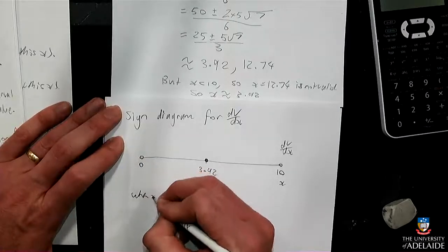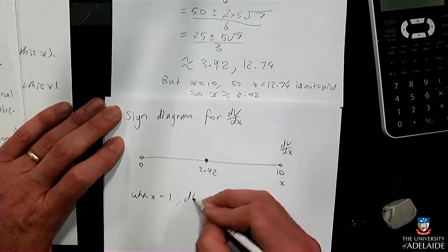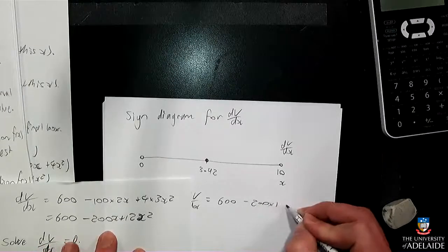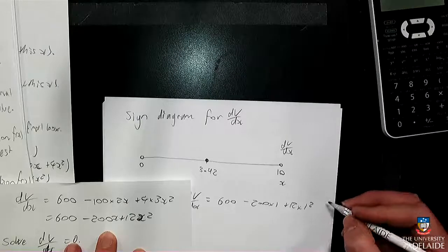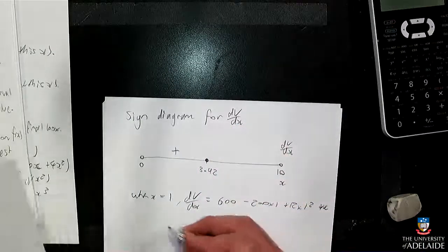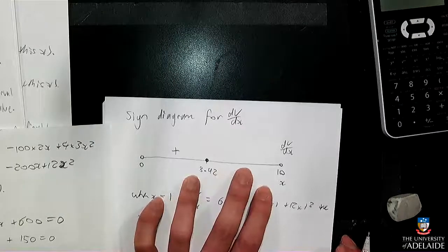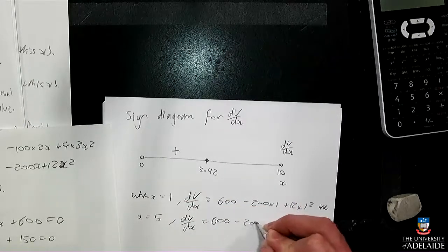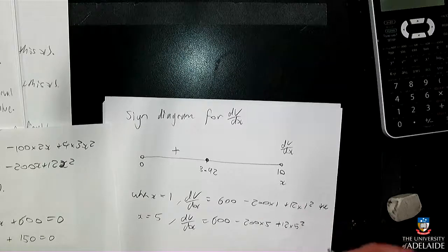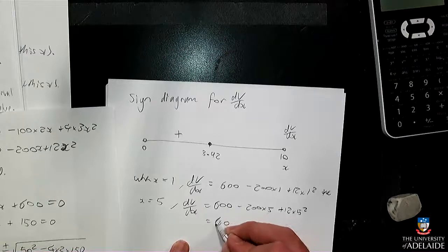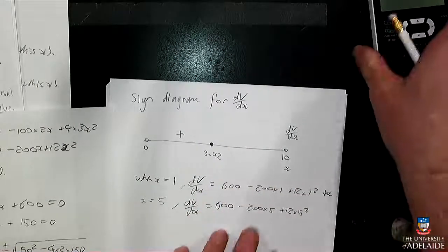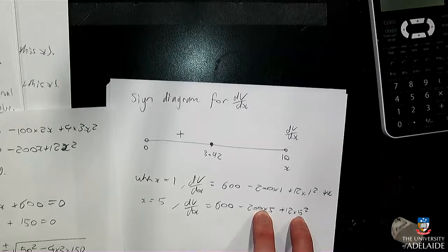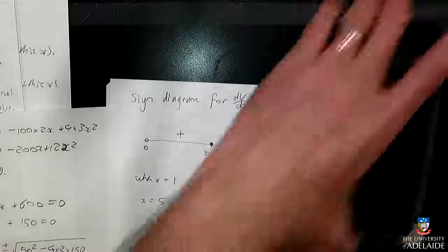So when x is some number in here, let's say 1, then dv on dx is 600 minus 200 times 1 plus 12 times 1 squared, which is positive. And when x is, say, some number in here, let's say 5, dv on dx is 600 minus 200 times 5 plus 12 times 5 squared. I've got a calculator. That's 1,000. So 600 minus 1,000 would be minus 400. 12 times 5 would be 60, times another 5 would be 300. It's going to still be negative.